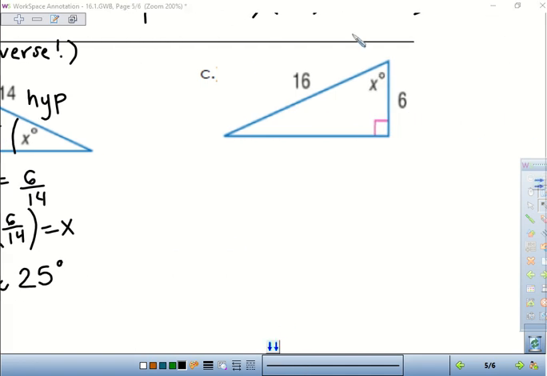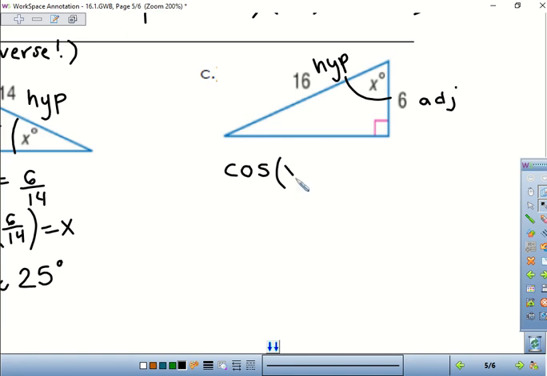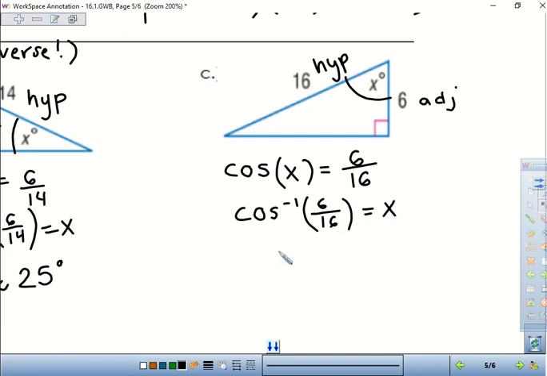Alright, and then the last one here, of course we're probably going to use the one we haven't used yet, which is cosine, because this is adjacent and this is hypotenuse, which means we're going to use cosine. I don't know why I'm writing tan, because it's definitely cosine. Cosine of x is equal to adjacent over hypotenuse. Now we have to flip these so I can solve for it. So it's going to be cosine inverse of 6/16 is equal to x, which means x is approximately equal to, good, 68 degrees. Now another red flag is if you get an answer bigger than 90, a triangle cannot have an angle bigger than 90, right?